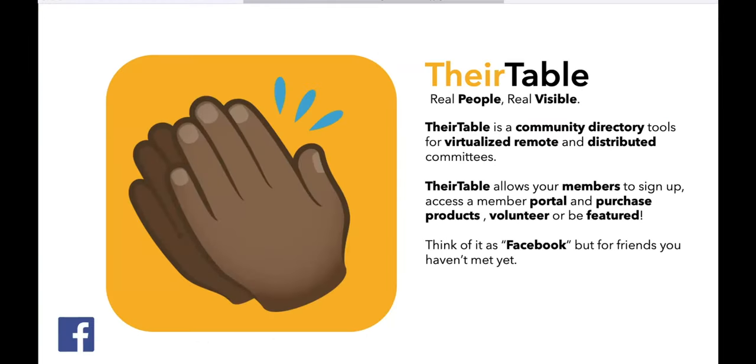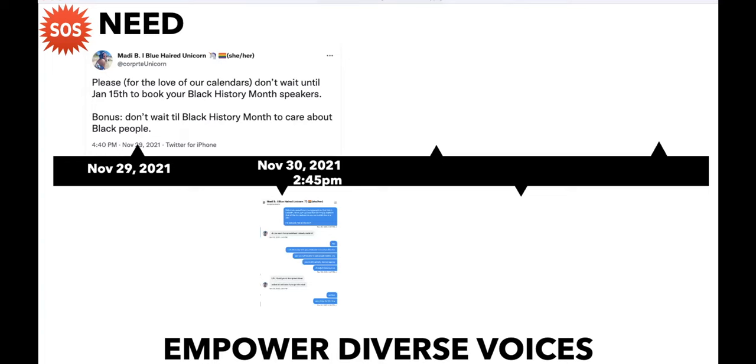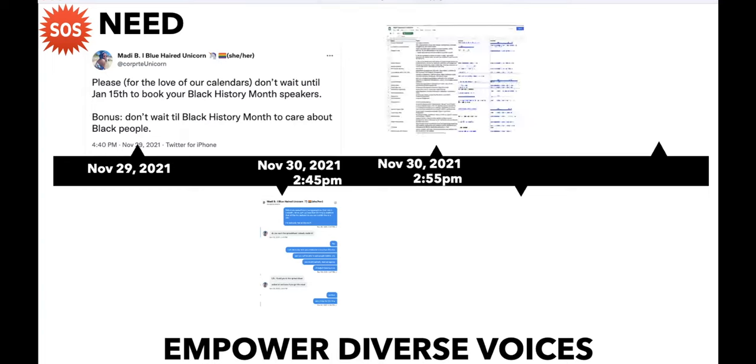I was online a couple of years ago and I saw this person share, please book your speakers for Black History Month before Black History Month. So I sent her a message privately and I said, hey, what are you doing with this? And she sent me back a message. So I got a spreadsheet with 20 people in it and I want to be able to match people to speakers for Black History Month.